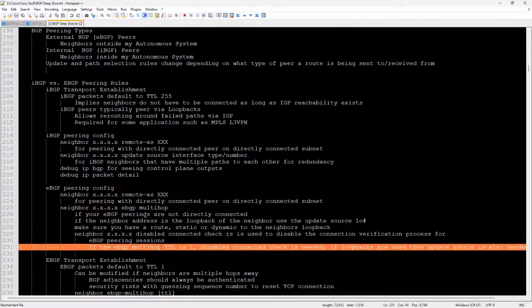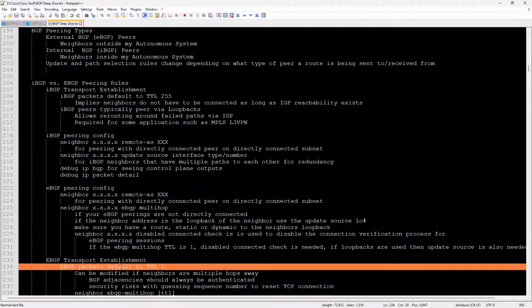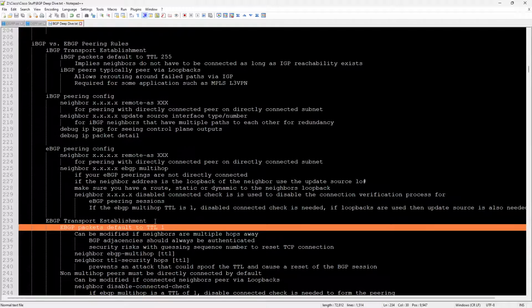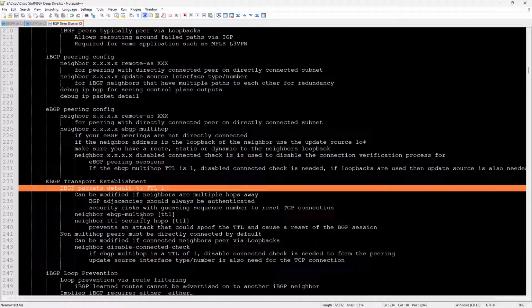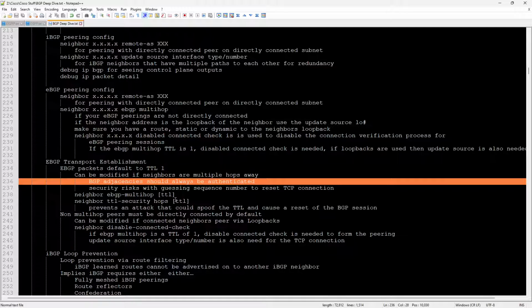So by default, your TTL for eBGP peers is 1. For IBGP, it is 255. For eBGP, it is a TTL of 1. So keep that in the back of your mind. Now this can be modified when you are working with eBGP multi-hop. So BGP adjacency should always be authenticated. So we're going to talk about BGP authentication as well.